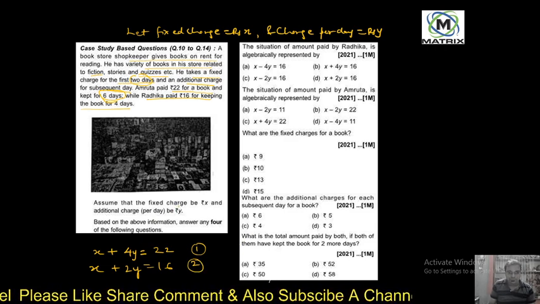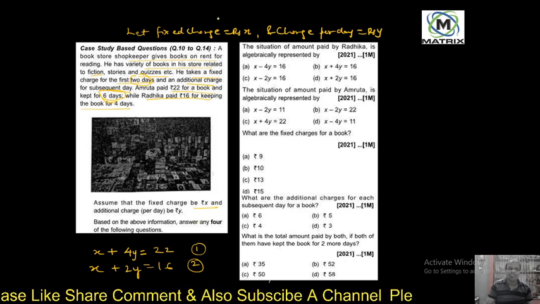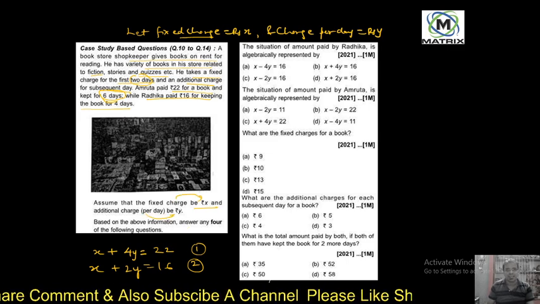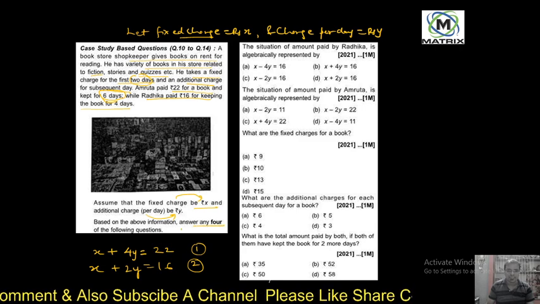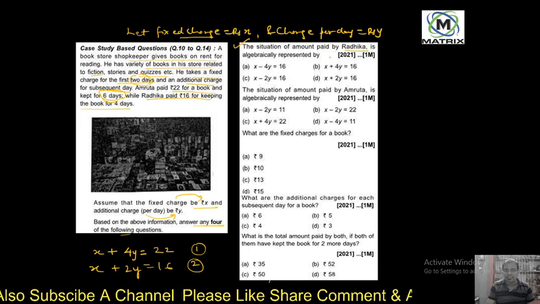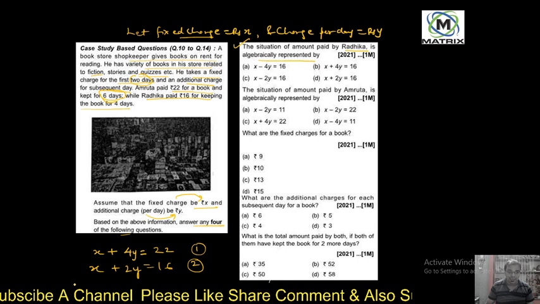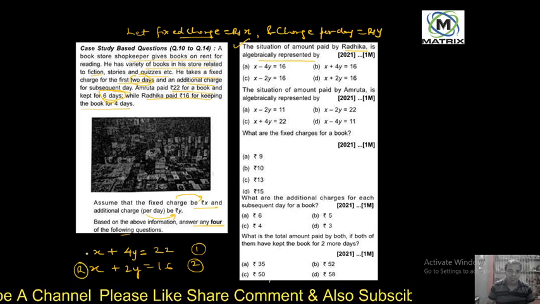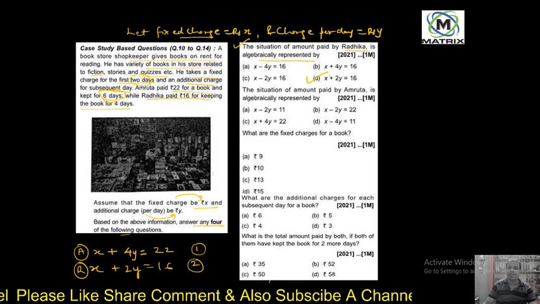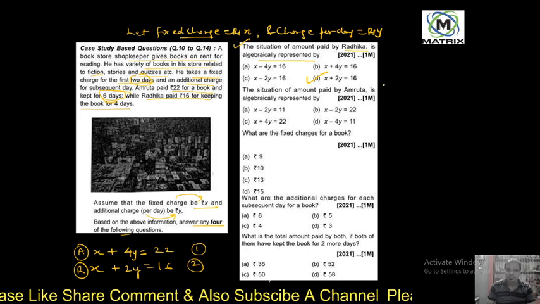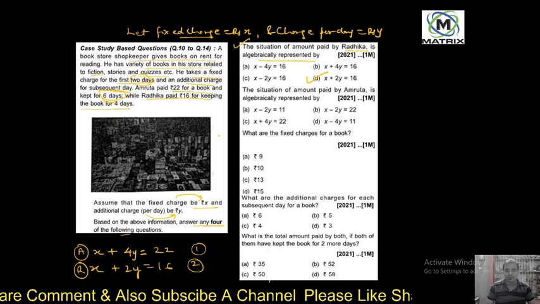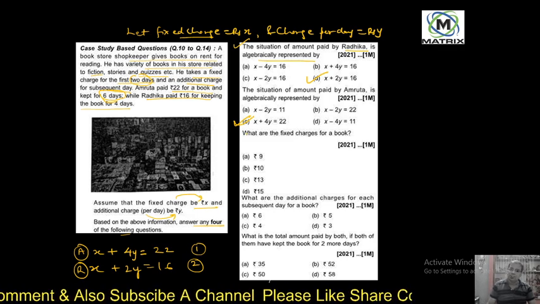Understood? Assume the fixed charge; the question also says the fixed charge is rupees x and the additional charge is rupees y. Based on this information, answer any 4 of the following. The situation of the amount paid by Radhika algebraically, that is x plus 2y equals 16, so option D is the correct one. The situation of the amount paid by Amruta algebraically is x plus 4y equals 22, so option C is the correct one.